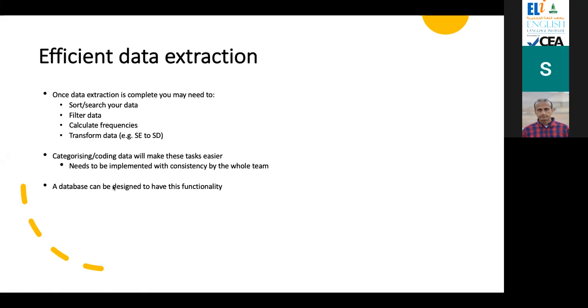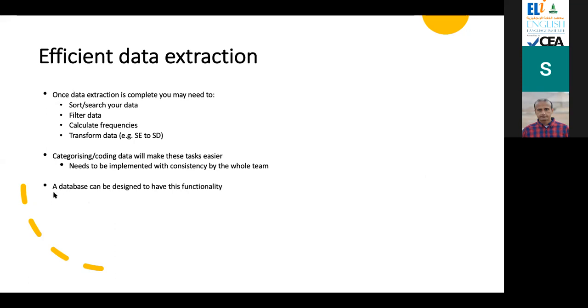So later on, when we are done with this extraction, we can categorize and code that data. Now it depends on what we want to achieve. Do we want to put the information narratively, summarize, or compare and contrast? These things that we have discussed earlier will determine the criteria here as well. So the database can be designed to have this functionality.